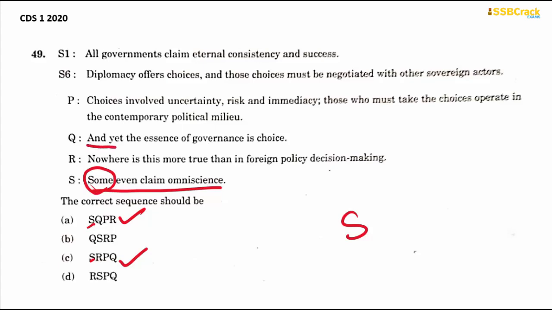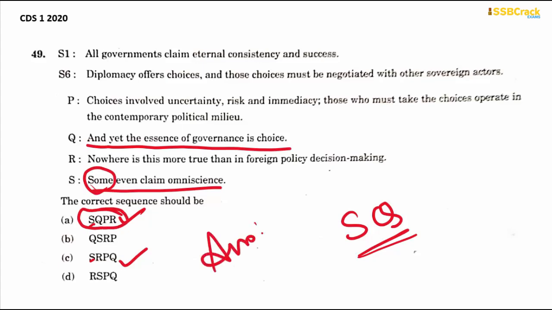And yet, the essence of governance is choice. So they may claim eternal consistency, they may claim success, they may claim omniscience, and yet means but, contrast. The essence of governance is choice. So Q will be placed after S. Okay, so it should be SQ. There is only one combination where S is placed immediately before Q, and that is option A, SQPR. Therefore, your answer is option A. Okay, you can match it, and I am sure that you will find that this is the correct answer.